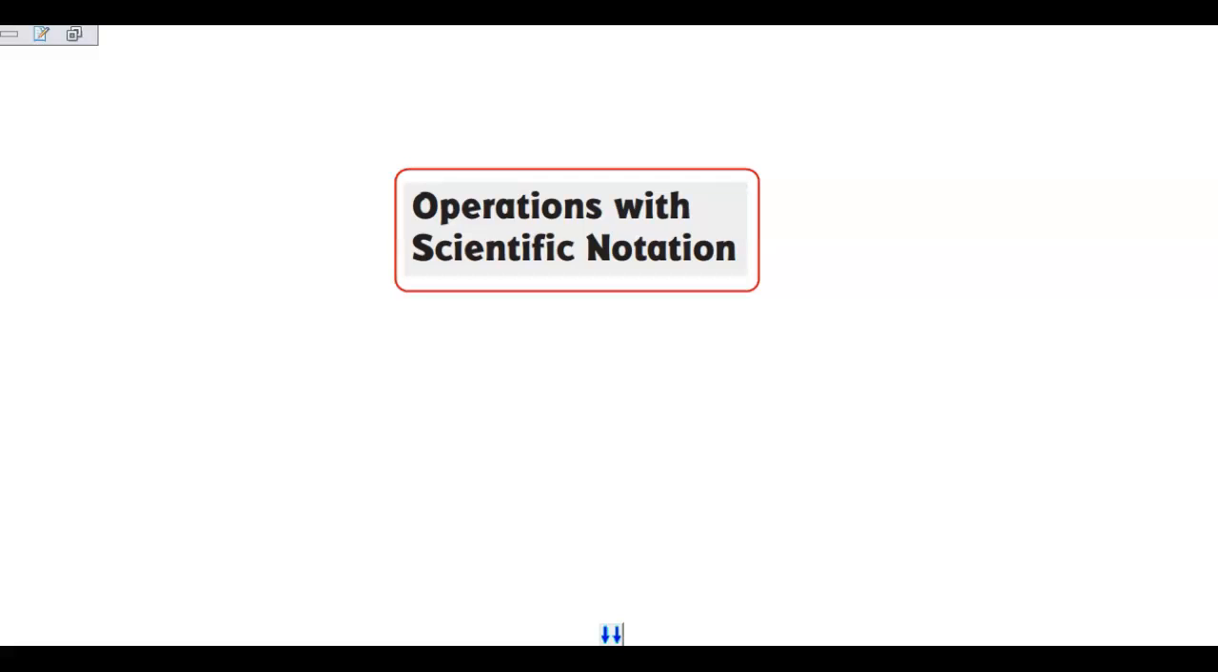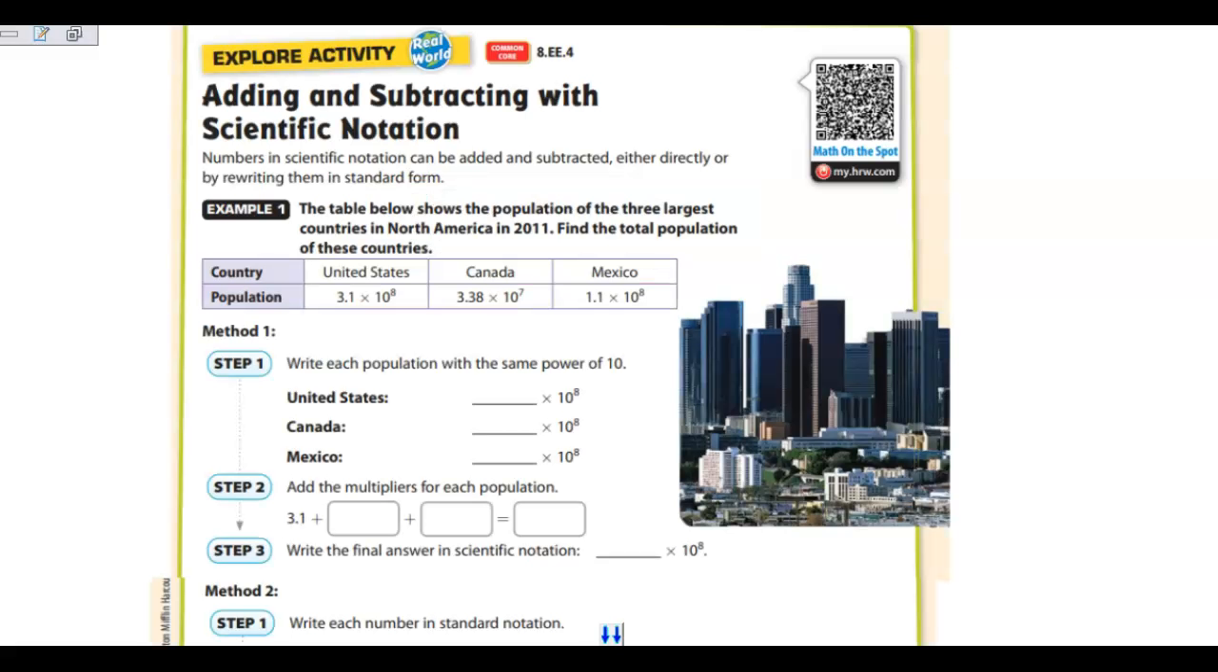Hello. Today we're going to work with operations with scientific notation. Okay, so the first thing we're going to work with is adding and subtracting with scientific notation. And they can be added and subtracted either directly or by rewriting them in standard form.